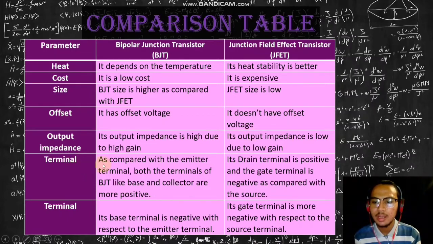For terminals, as compared with the emitter terminal, both the terminals of BJT, base and collector, are more positive, while for JFET the drain terminal is positive and the gate terminal is negative as compared with the source. Another terminal point: the base terminal is negative for BJT with respect to the emitter terminal, while for JFET, its gate terminal is more negative with respect to the source terminal.